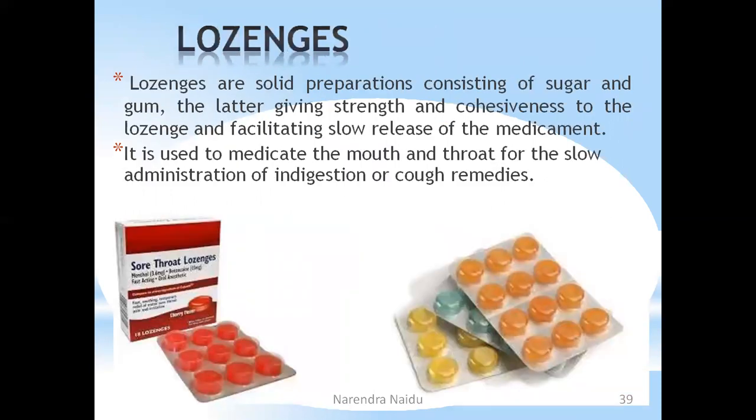Next one, lozenges. Lozenges are also solid preparations which contain sugar and gum. You can see the lozenges. They look like the tasty gels you eat. So these look like that. Lozenges are solid preparations which contain sugar and gum, and you can take them. They will provide you good taste, and they can cure whatever infection is there. It is taken through the mouth and throat.